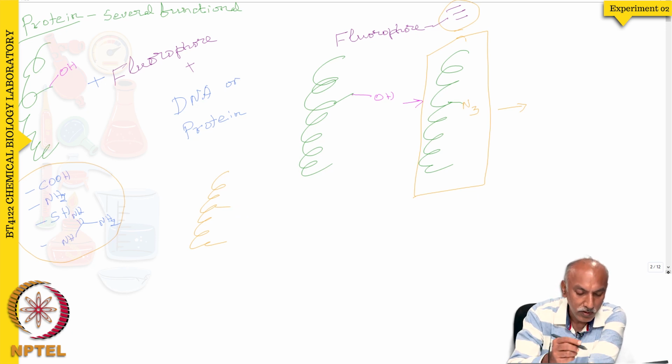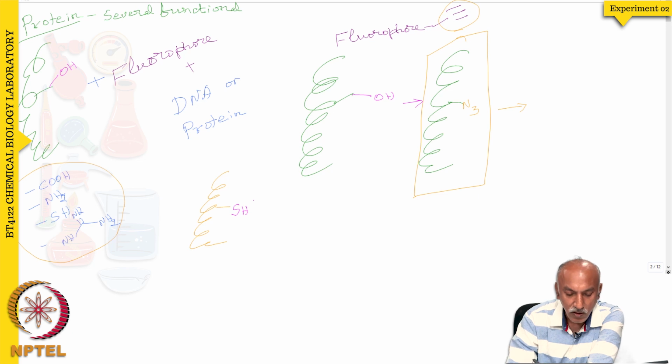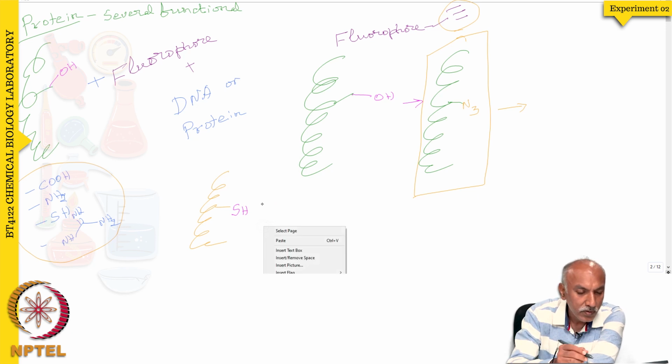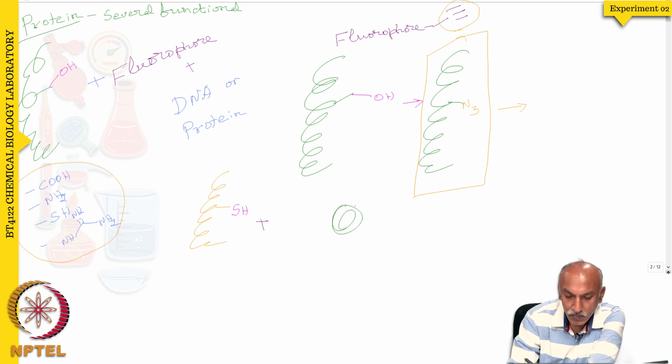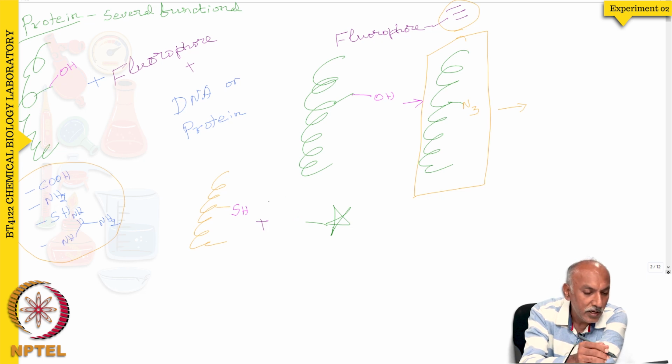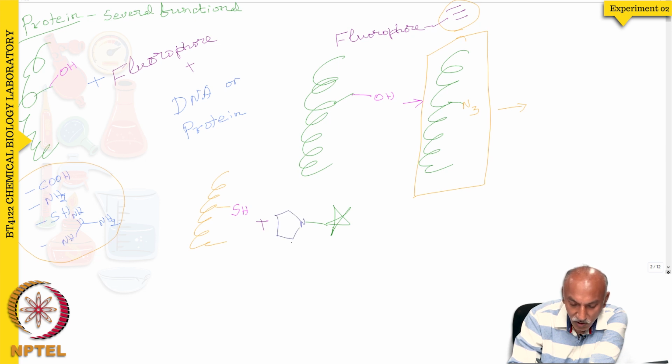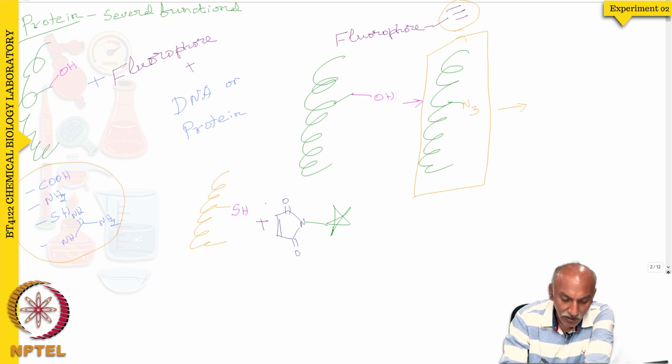As a protein we have an SH, and if we have a fluorophore which is linked to maleimide, that is what I talked about in the first class. This is a maleimide.